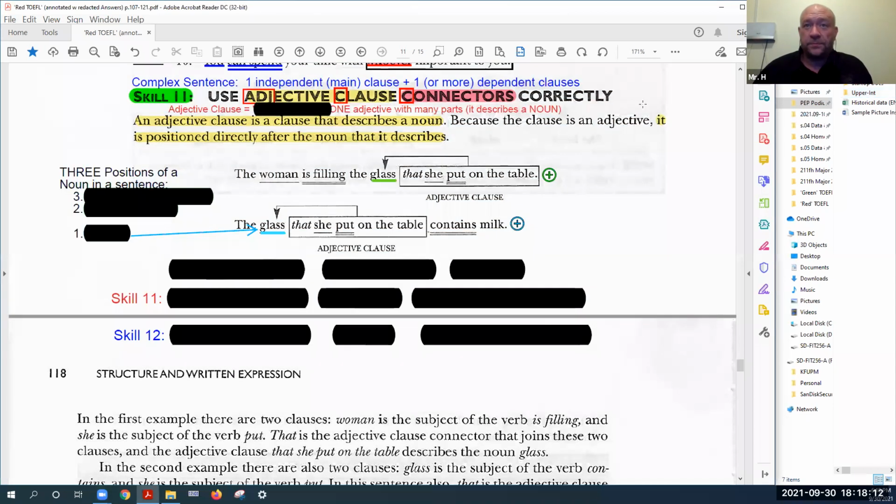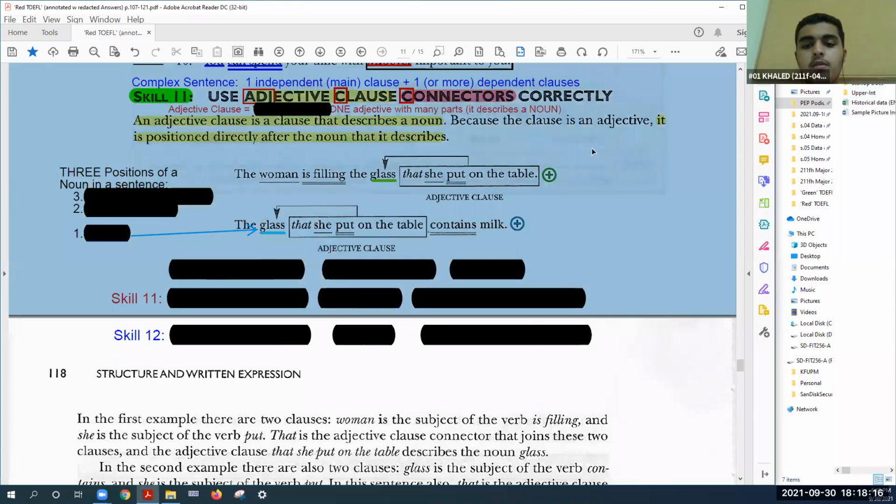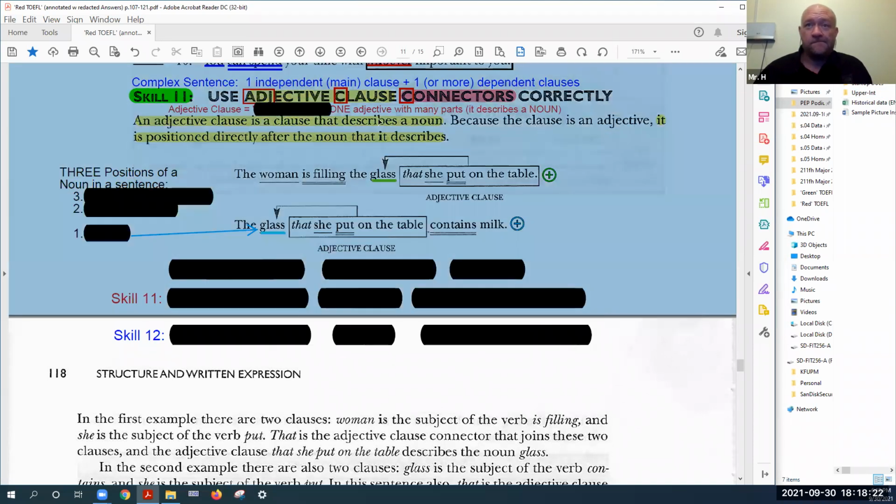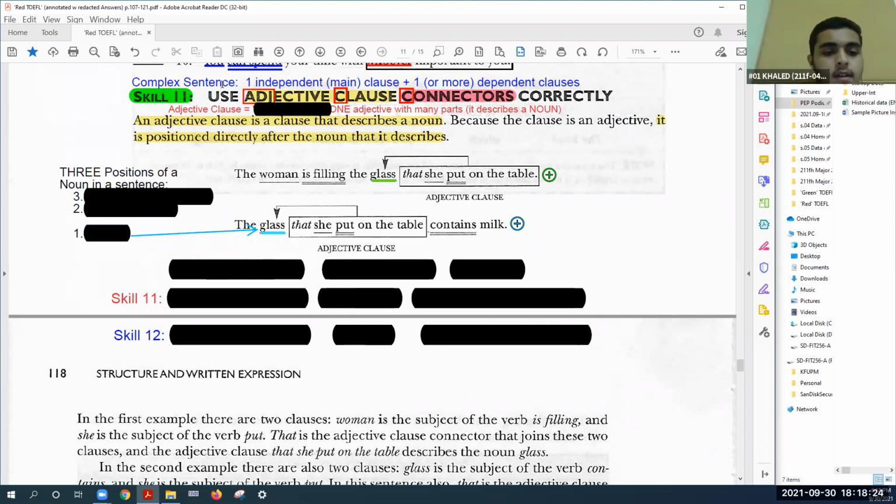So Khaled, can you continue? Because the adjective clause is positioned, you know the word position? Yes, okay. Directly after the noun that is described. Okay, all right, good.